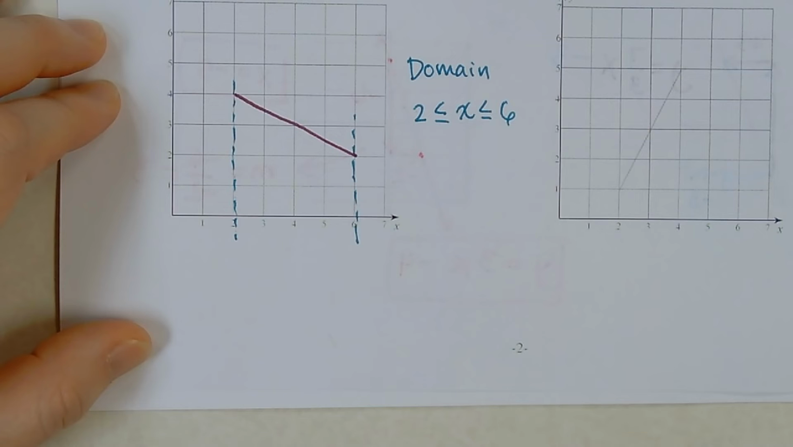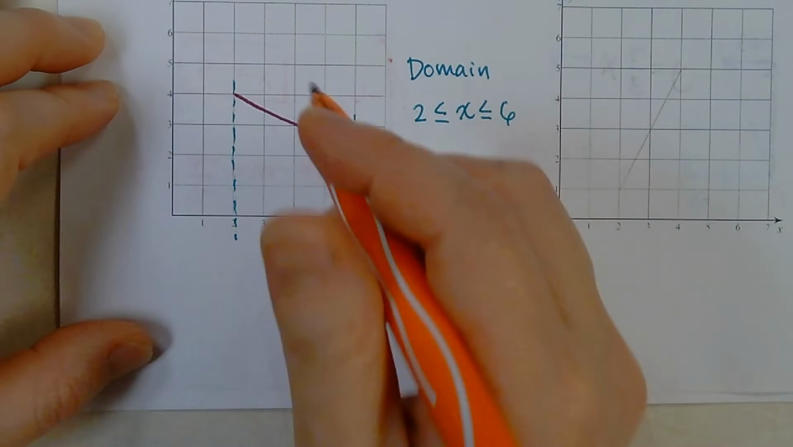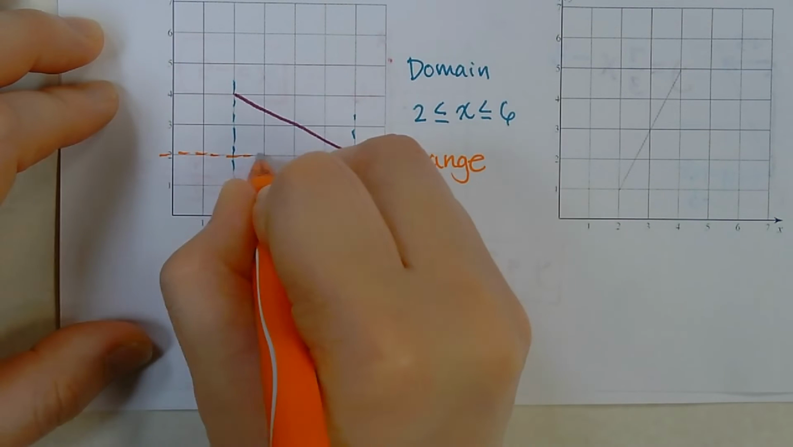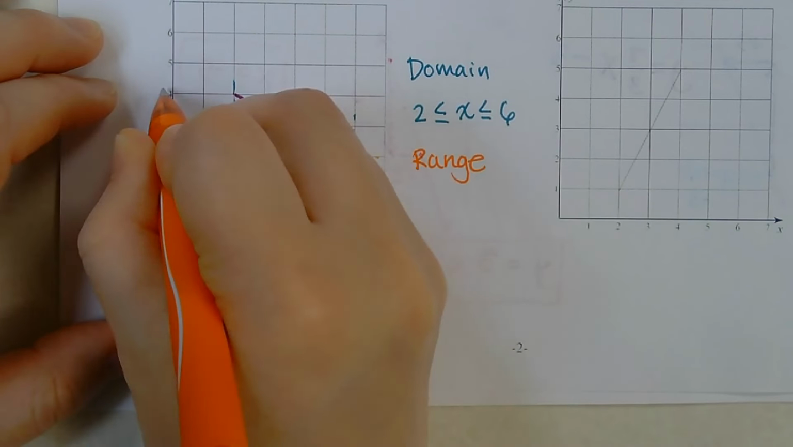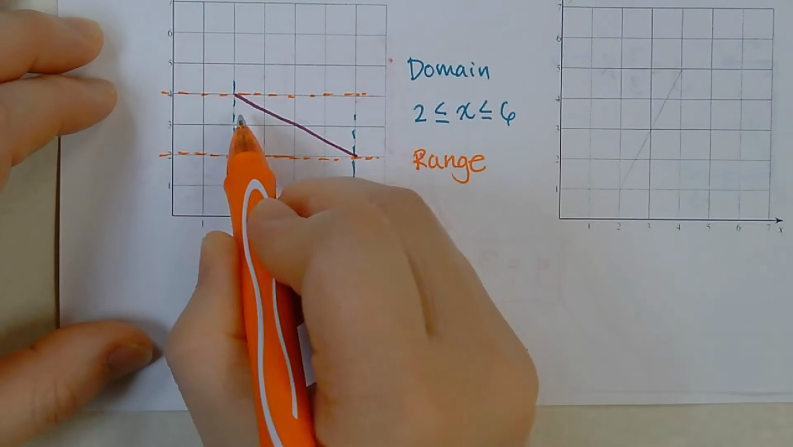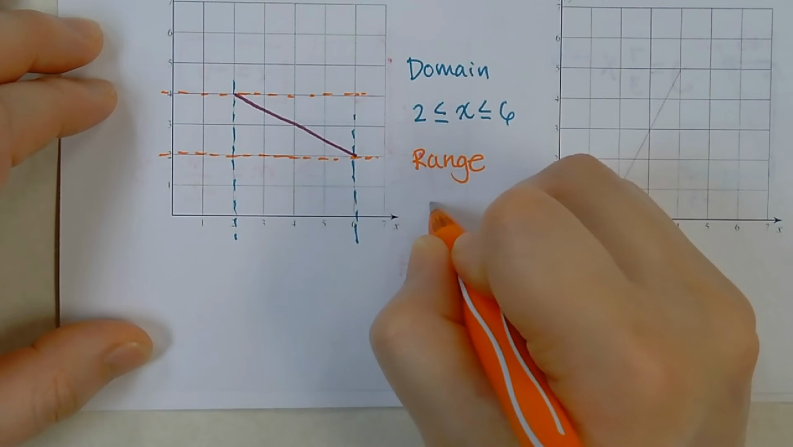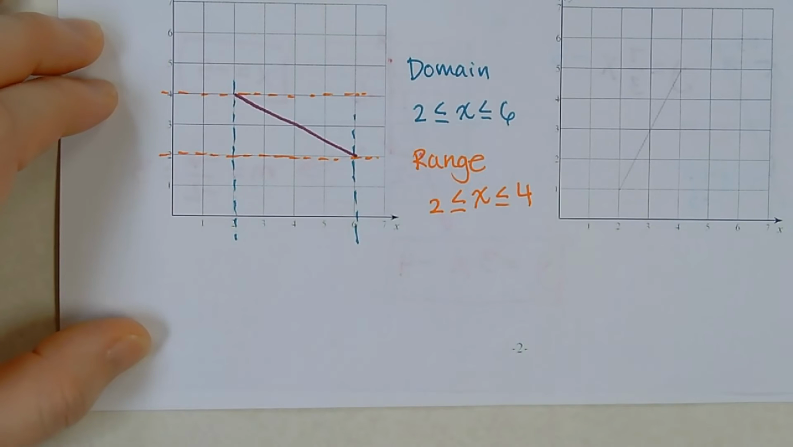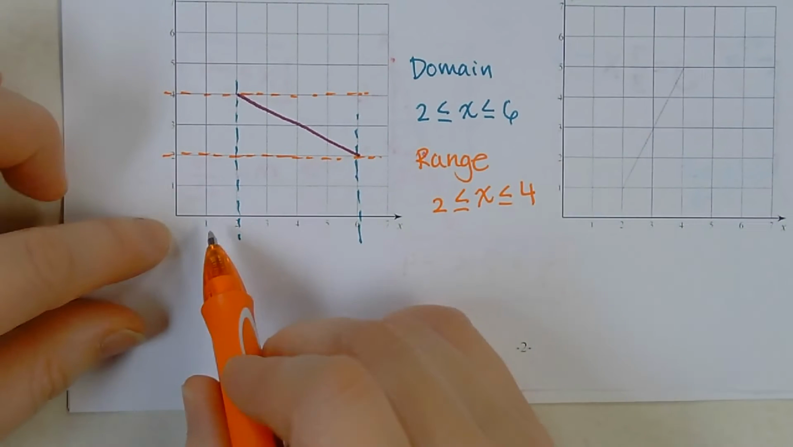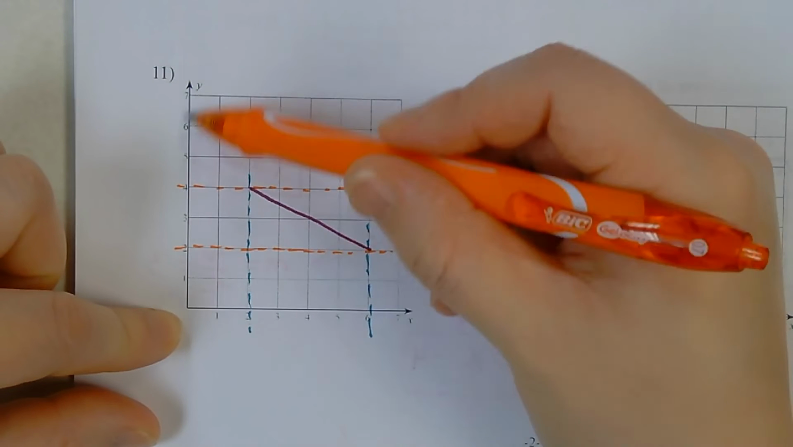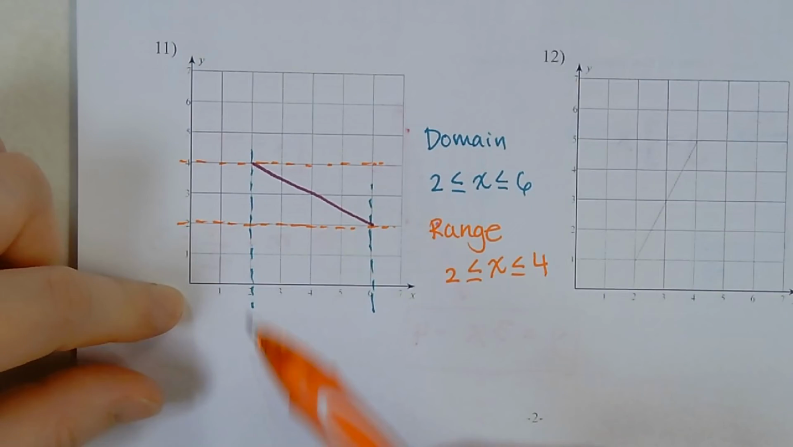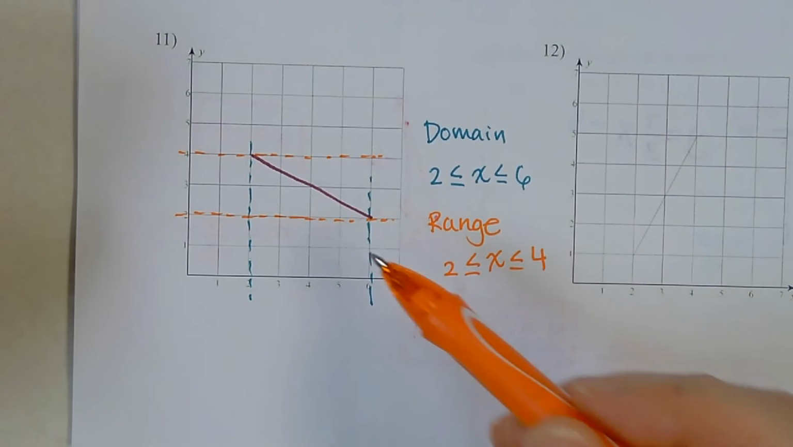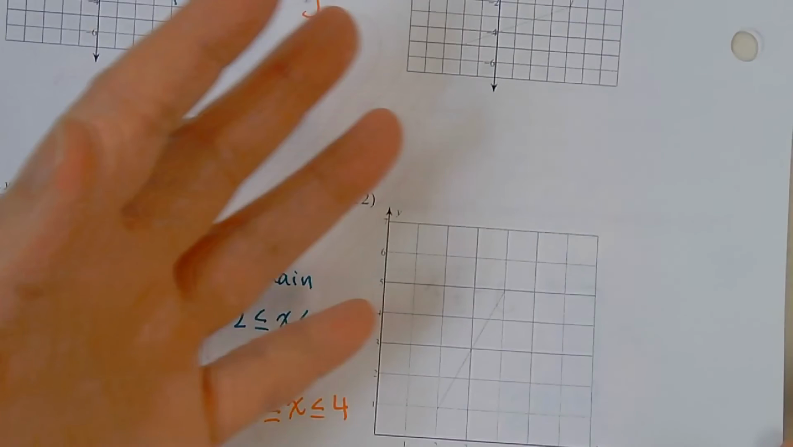And then our range is going to be the y values. So that's going to be from 2 to 4. Again, some people think that the range is going to be how high the numbering goes. That would be incorrect. It's just going to be where the actual graph is, how high it would go. All right, and again, practice more.